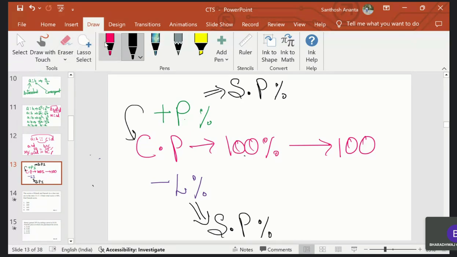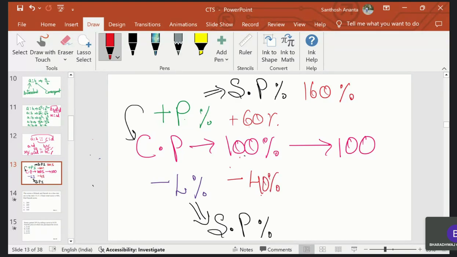For example, if the profit percentage is 60 percent, now find the selling price percentage. The cost price is 100 percent, right? 100% plus 60%, total it is 160%. Now the selling price is 160%. Sometimes they'll give you the loss percentage. Loss means subtract it from the cost price. 100% minus 40%, that is 60%.